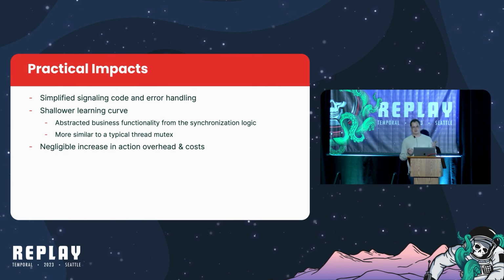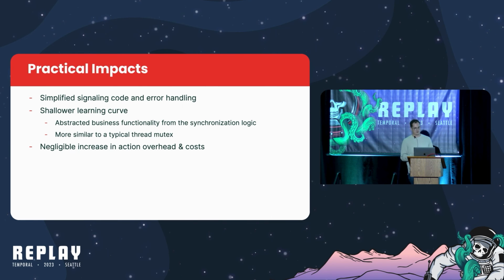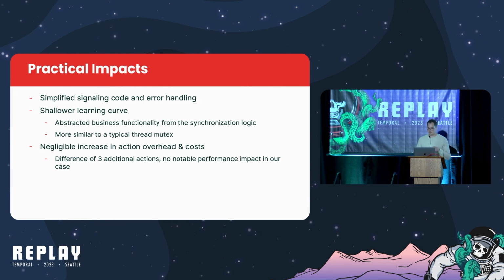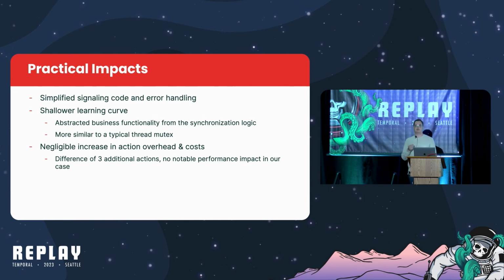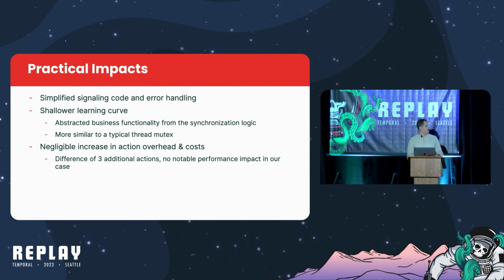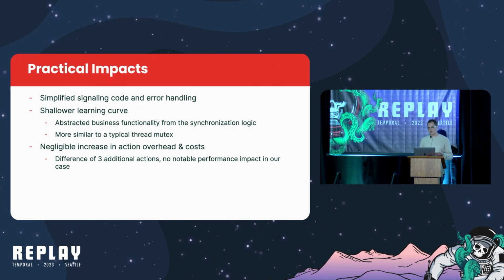For us, this actually ended up producing a negligible increase in overhead and costs. I mentioned earlier that this is a little bit more expensive approach because you have a third workflow involved. There's just more signals. But in our case, we saw a difference of 3 actions. You send 3 additional signals when you're talking to this extra workflow. And for our level of use for the menu team, this was negligible.